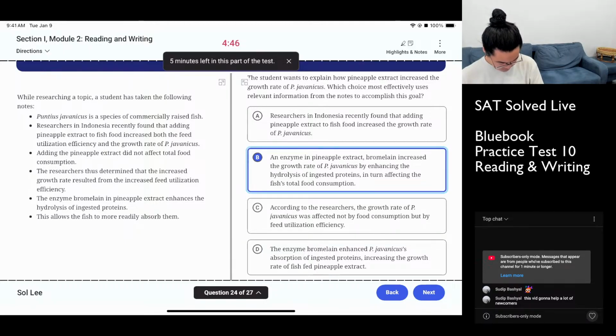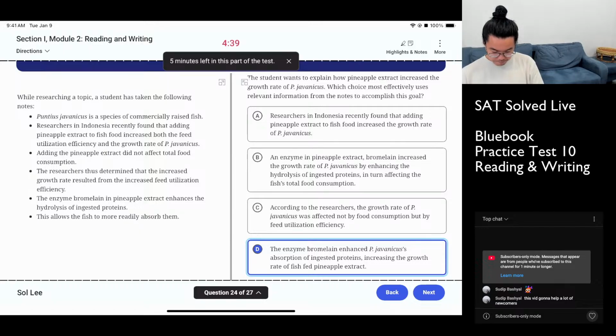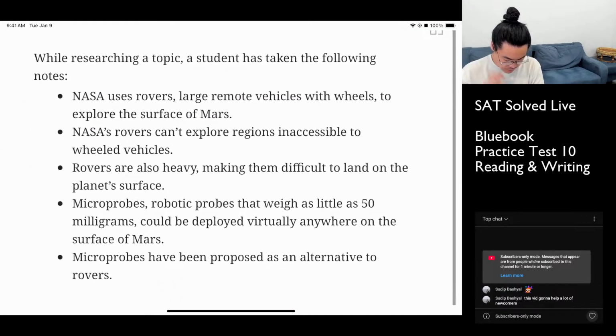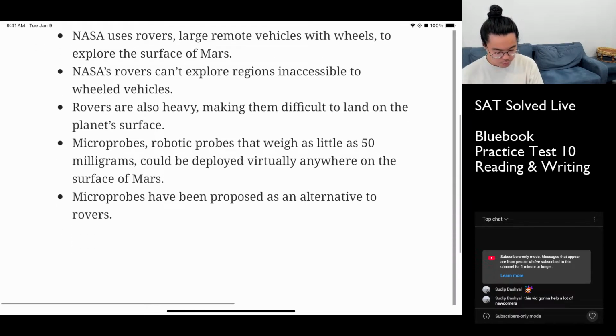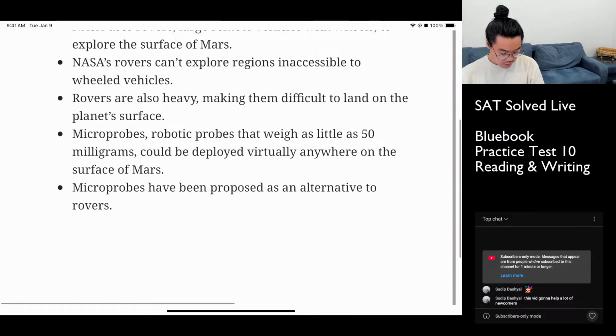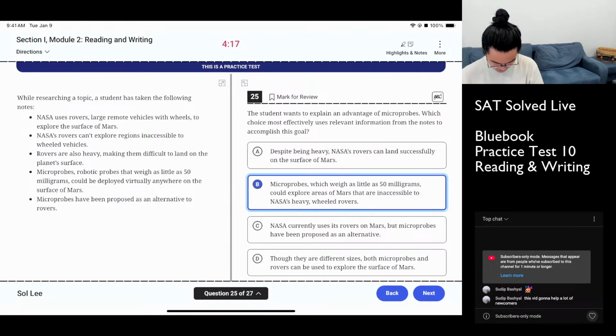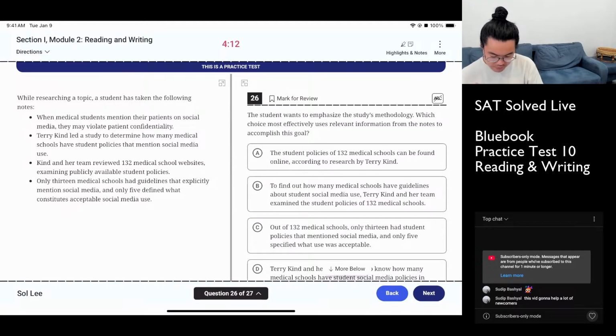This one's just false. Yeah. Okay. Wow, that's a tough one. It's also my first time seeing this question. Okay, that's a tough one. Good question. It's the advantage of microprobes. Large rovers are heavy and unable to explore everywhere, but microprobes, which are light, can explore anywhere. So they are light and can explore anywhere. Yep, that is B.